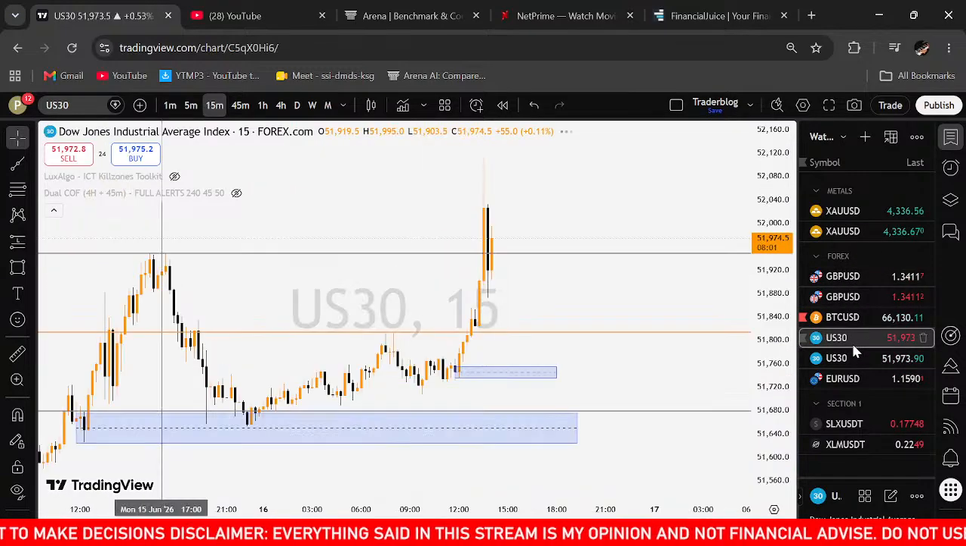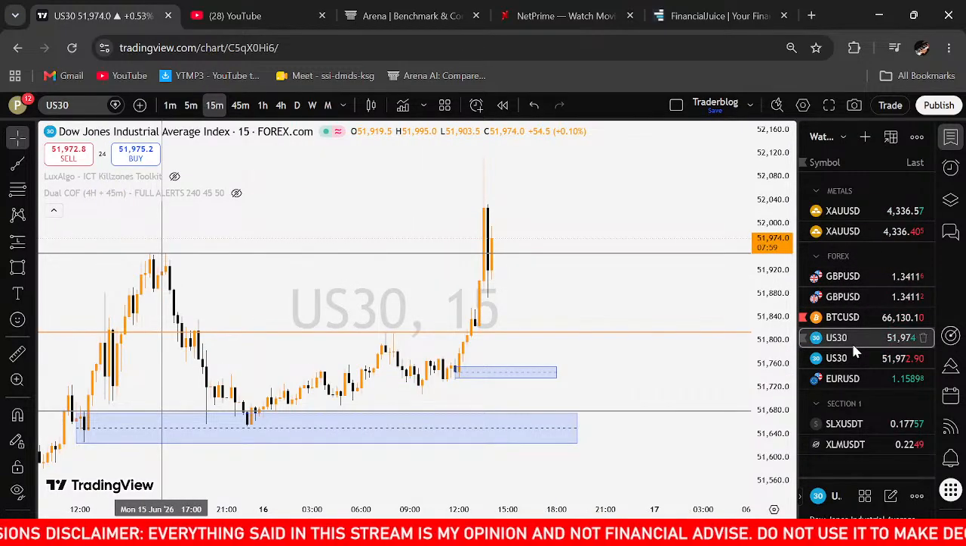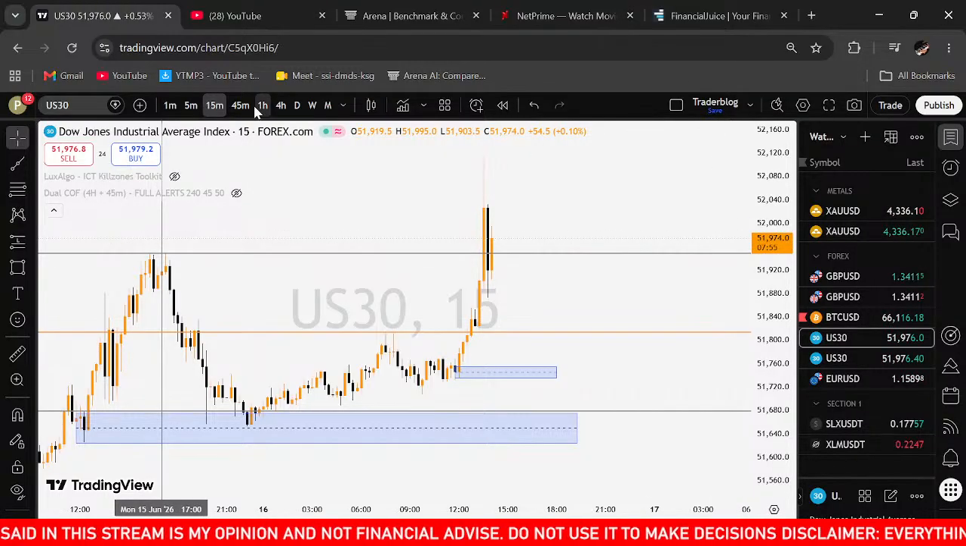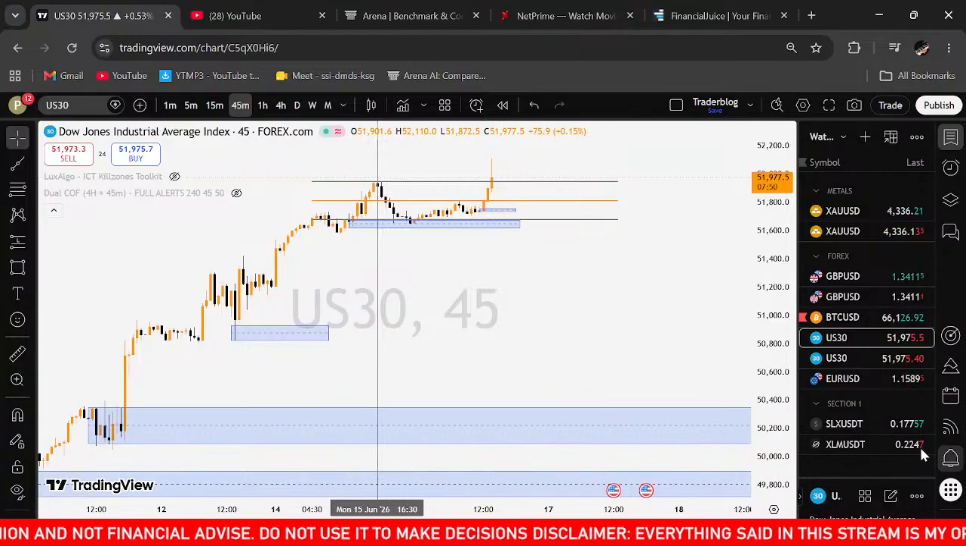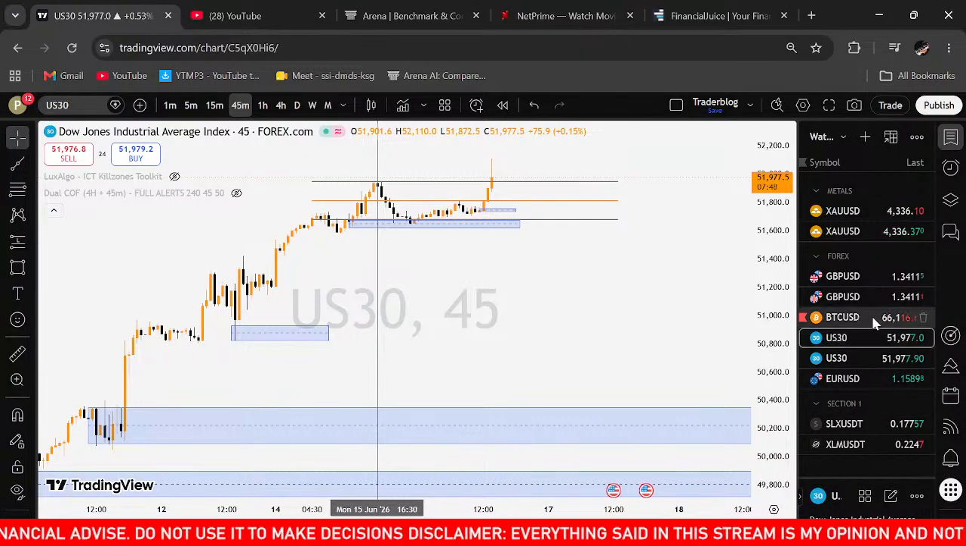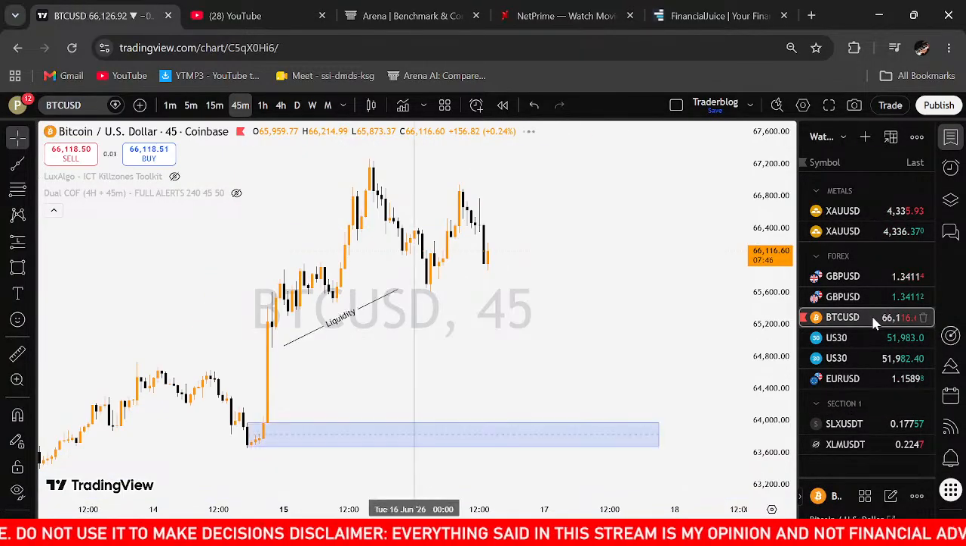We have another trade on US30. I don't think it will come back to the zone. Find a way to enter and join again. Finally BTC.